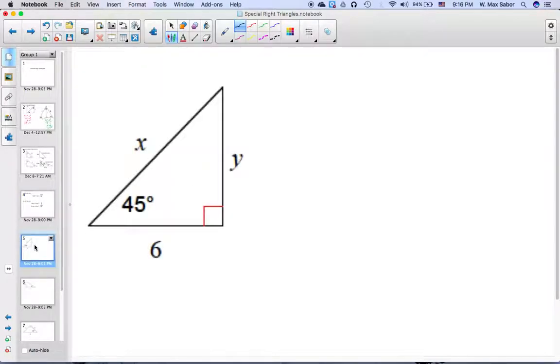So when I see a problem like this, first I identify that it's a 45, 45, 90 triangle. These only work if we have a right angle and 45 degrees. Next, I want to identify which side is which. Well, this is the hypotenuse because it's across from the right angle. Now, these are the legs.